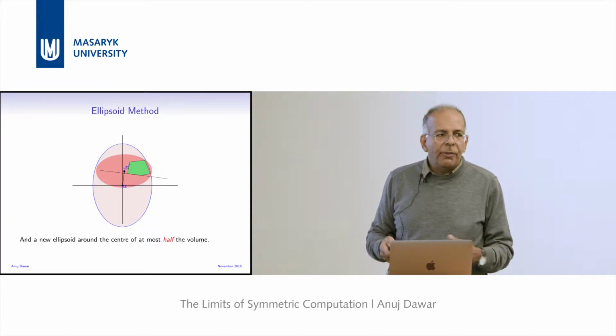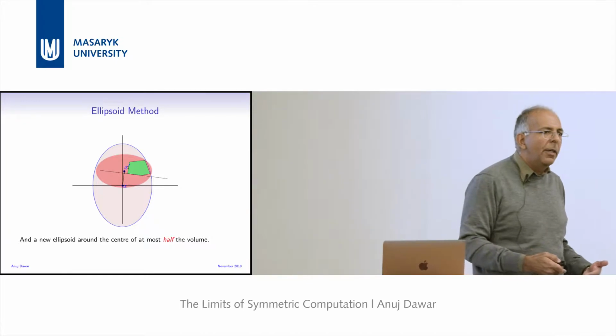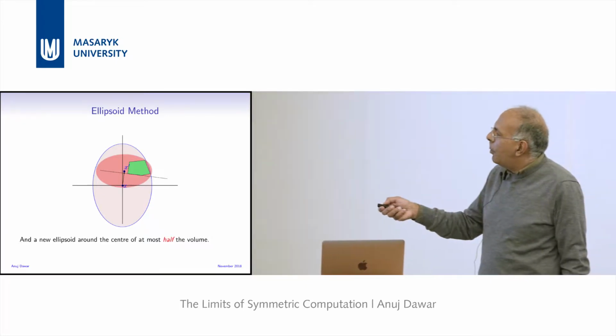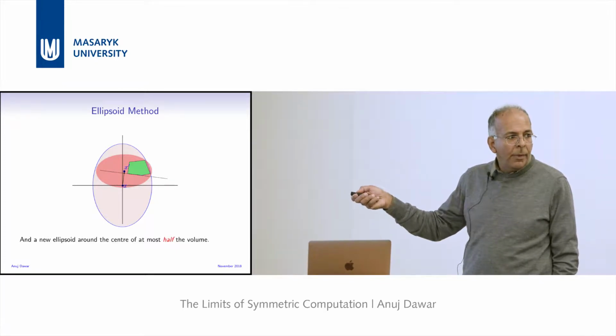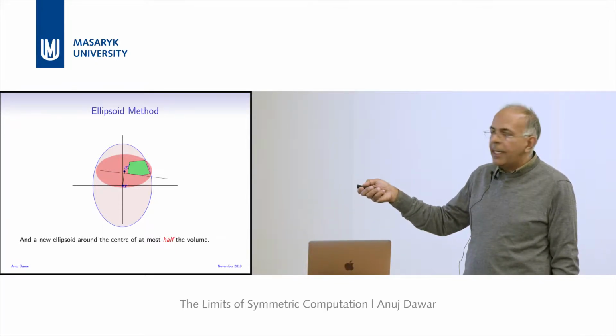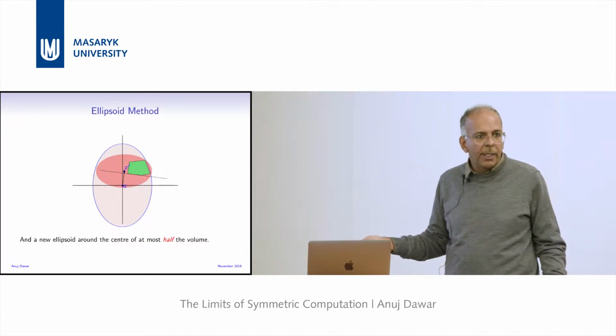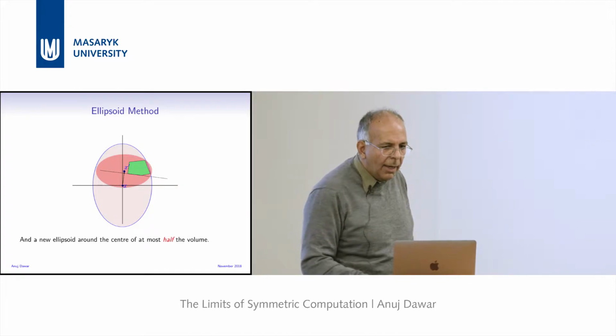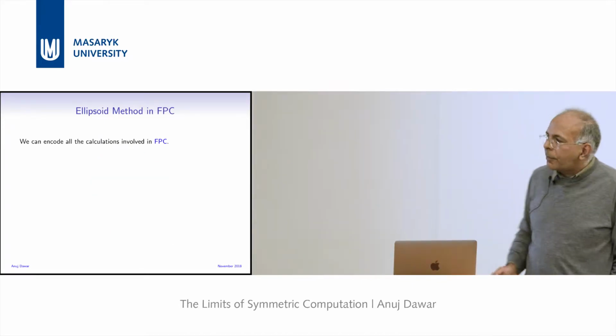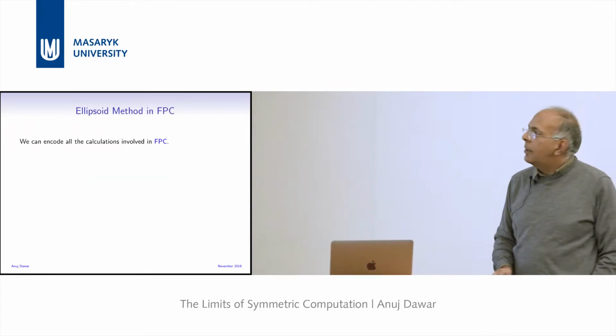The fact that it's at most half the volume means if you iterate this procedure, you either end up with a region so small that you know that the original one must be empty, or you find a point inside the region. Those are the two possibilities. And this happens within a polynomial number of steps. That's the ellipsoid method.